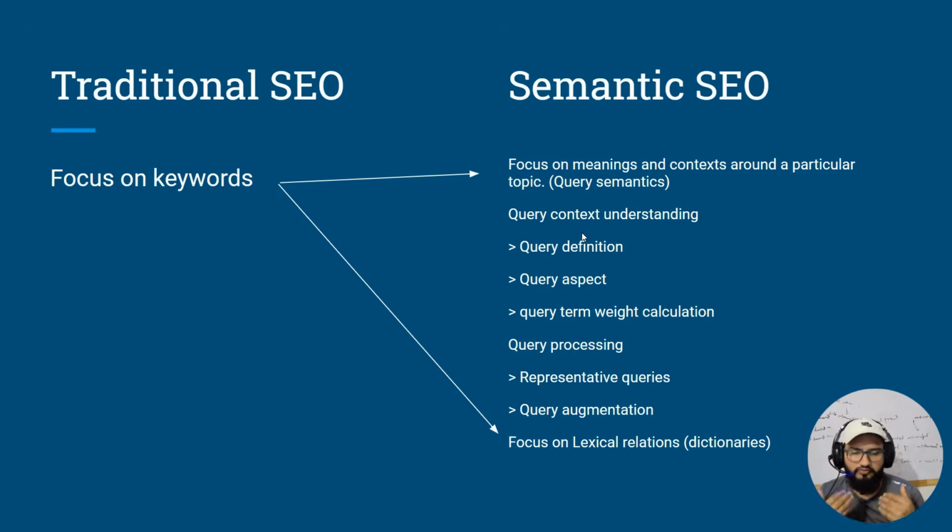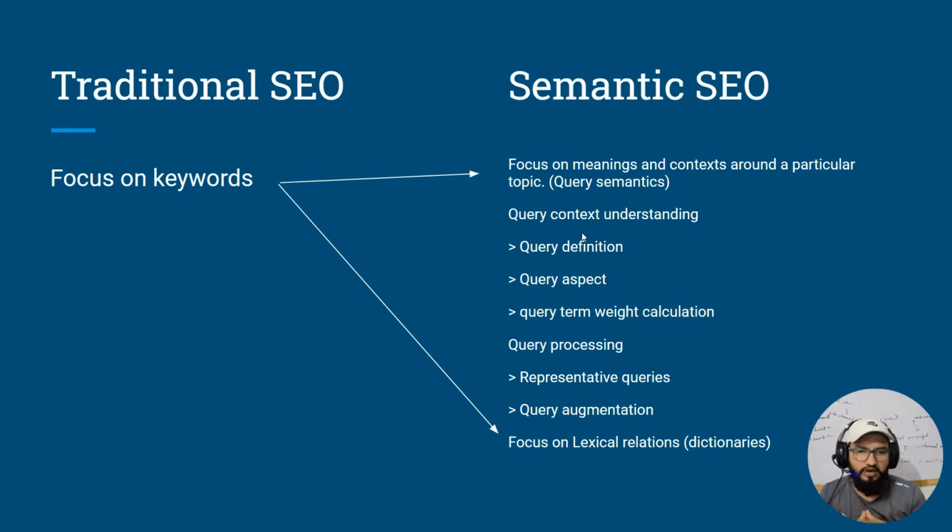So if you are targeting the query, if you are writing on a specific topic, trying to solve a specific search intent, you actually focus on the query context. Query context understanding is the main component in query semantics. Query context is coming from mainly two things: query definition and query aspect.